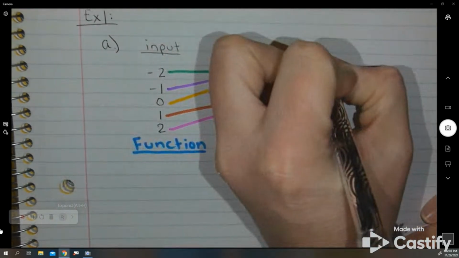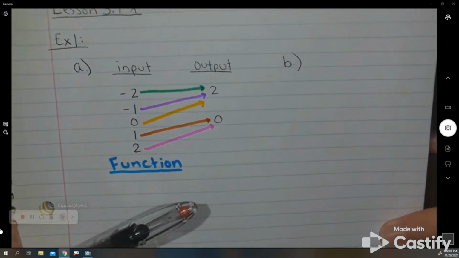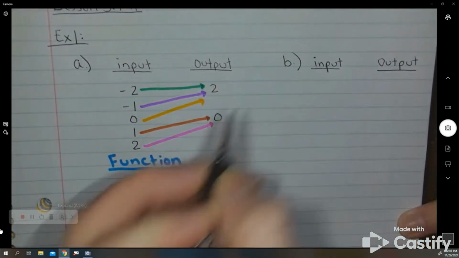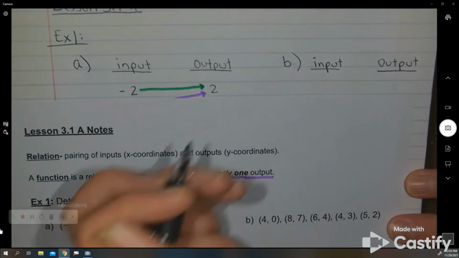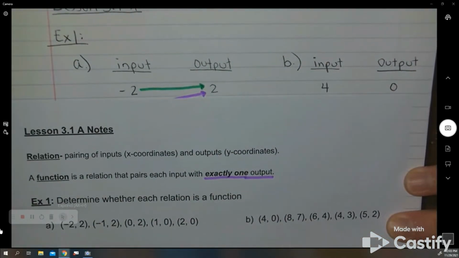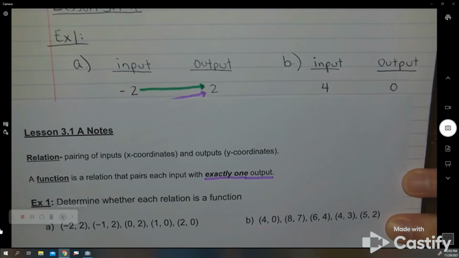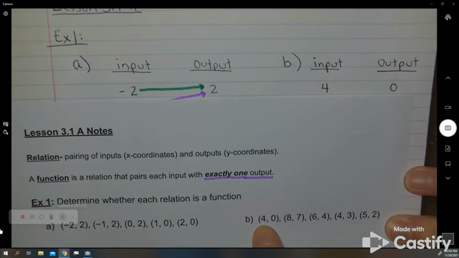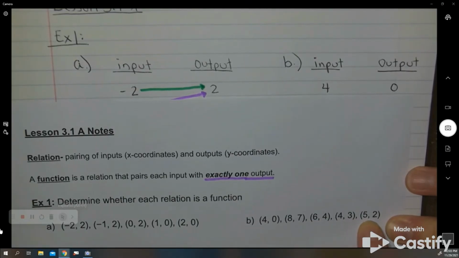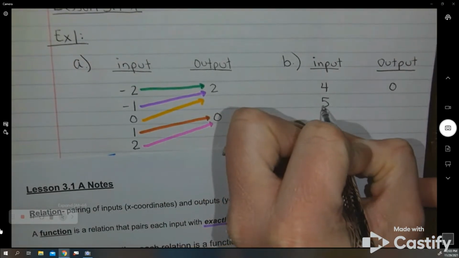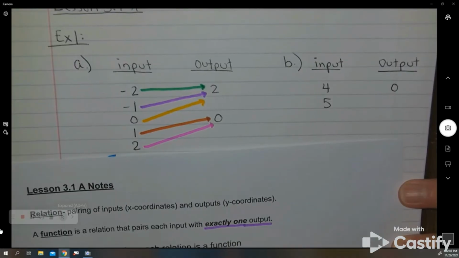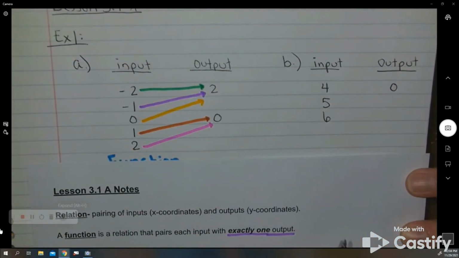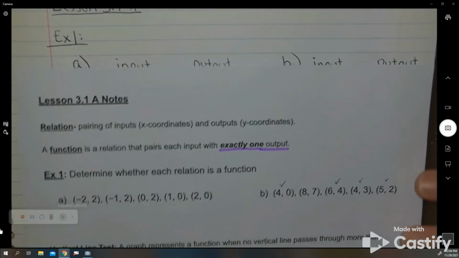Now we're going to take a look at letter B, relation. Again, I'm going to make my input and output table here. So I have the point 4, 0. So 4 is my input, 0 is my output. Then I have 8, 7. I like to go through and put these in numerical order when I put them in my input-output table. So as I look down the row here, the next number I would have for my input would be 5, it looks like. And then, so I'm going to check these off. And then let's see, my next input I have is 6. And then, looks like my last input I have is 8.